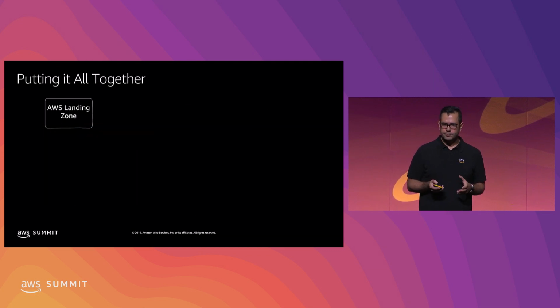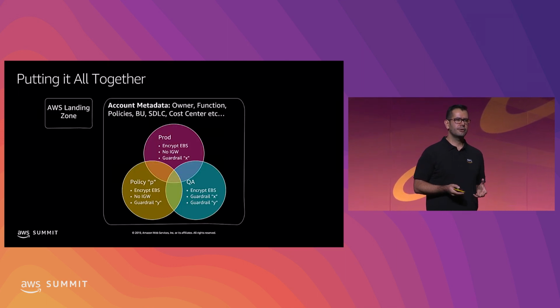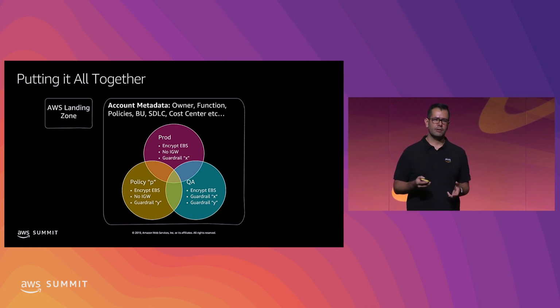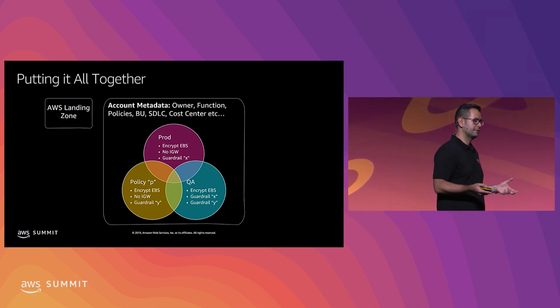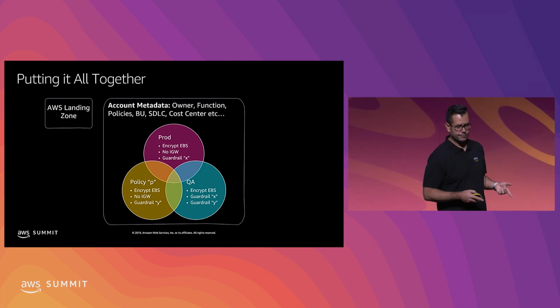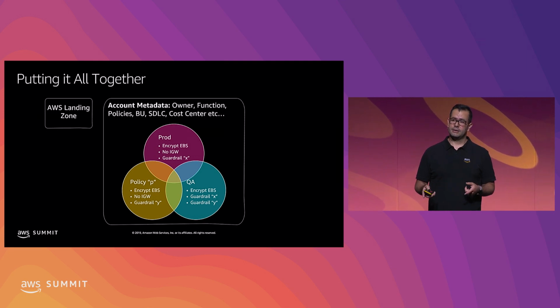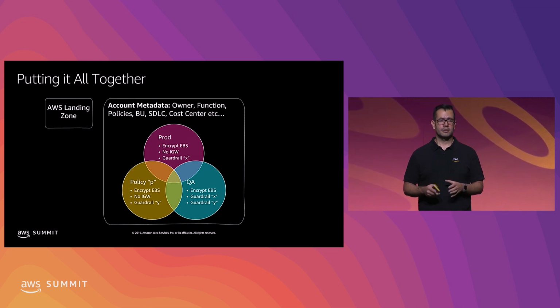Putting it all together, we've spoken about what the AWS landing zone is. Now we also need to start thinking about the account metadata. Who's going to own those accounts? What function do they need to provide? What stage of the development lifecycle are they going to belong to? What's the cost center that they are going to be charged to? And we need to define the policies. Those policies will be composed of guardrails. So we can understand when we need encryption on EBS, or maybe that the networking constructs used for VPCs won't require an internet gateway.